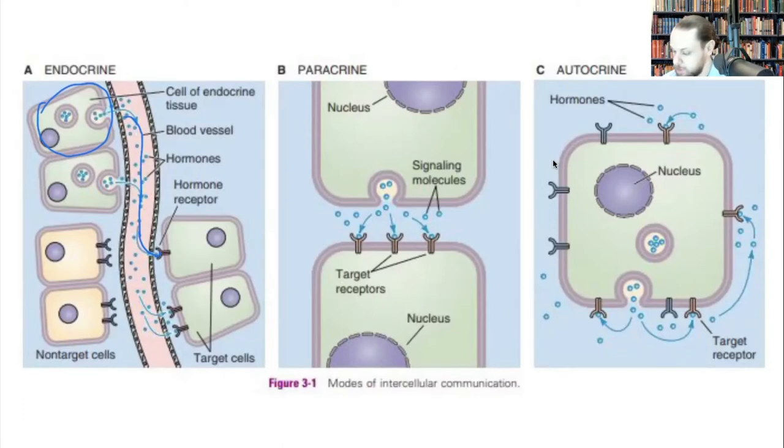The reason it's exerting its effect is because these cells have insulin receptors, where these cells maybe have different receptors. Maybe these are your cardiac cells, they have the beta receptor. So insulin is not going to work on the beta receptor. It works on the insulin receptor. So it's just one of the examples of endocrine.